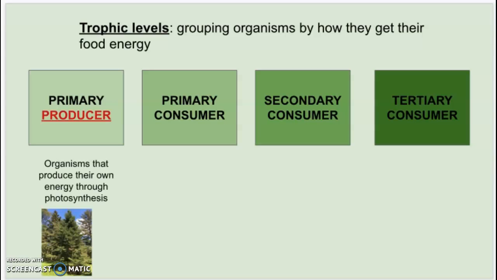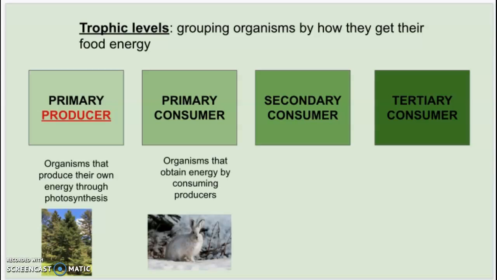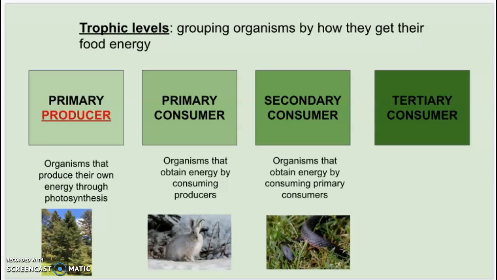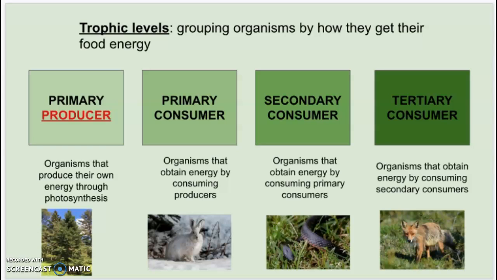Primary producers are organisms that produce their own energy by using photosynthesis. An example would be the balsam fir tree in the Isle Royale ecosystem we are going to look at. Primary consumers are organisms that obtain energy by consuming producers. Secondary consumers are organisms that obtain energy by consuming primary consumers. And tertiary consumers are organisms that obtain energy by consuming secondary consumers.